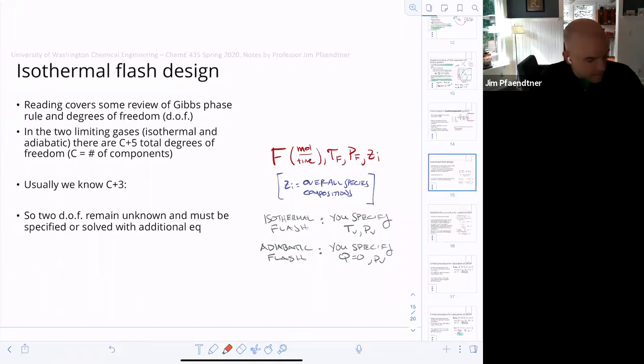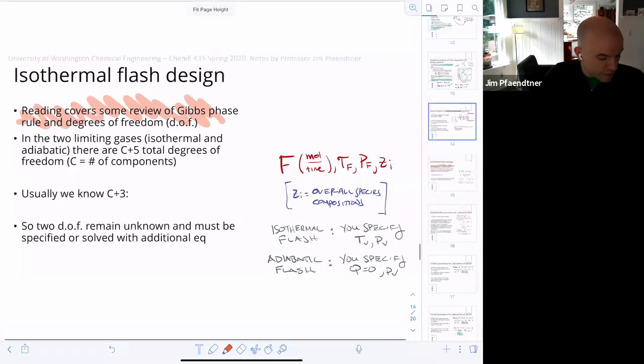The reading that I assigned goes into pretty great detail on the Gibbs phase rule and all of the degrees of freedom and how to analyze that. For the purposes of this class, we're not going to spend a lot of time on that. We're just going to know that for the systems that we analyze, we will be talking about the phase rule and degrees of freedom with respect to just very quickly defining what are the unknown degrees of freedom. And it's typically going to be two. The distillation examples that I can think of all have two unknown degrees of freedom. And we get at that by first understanding what are the total degrees of freedom.